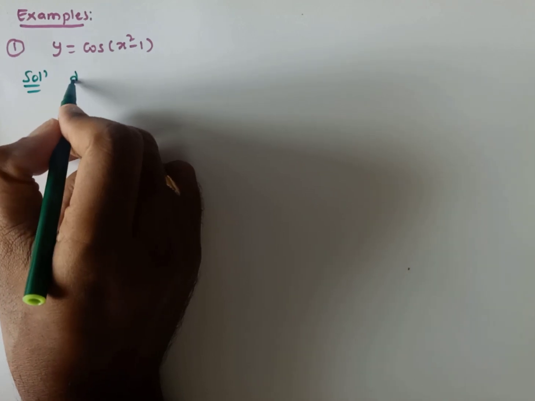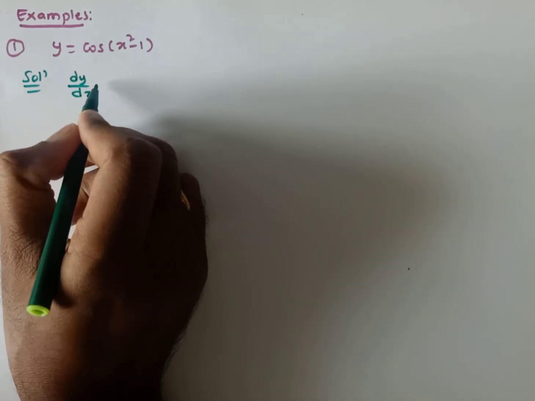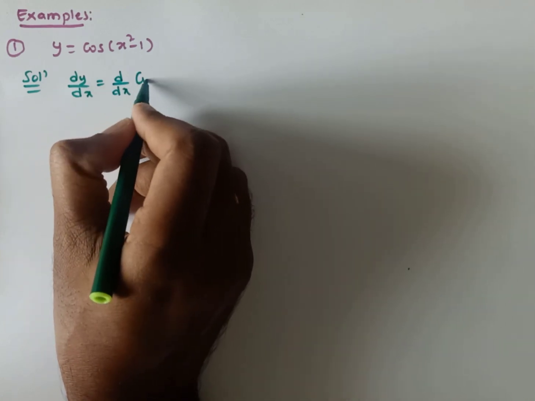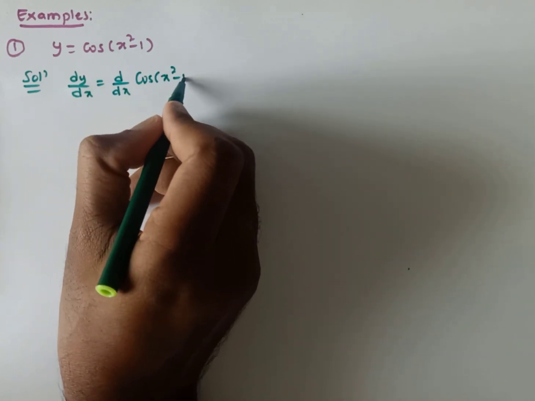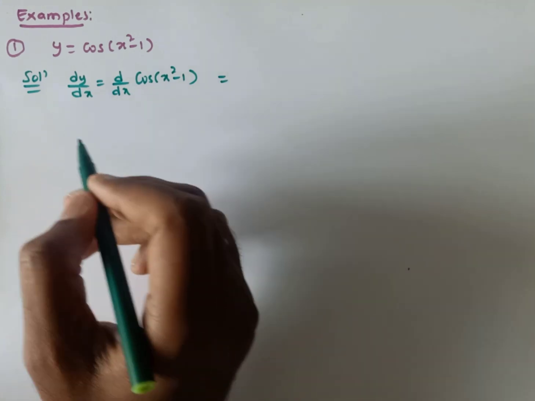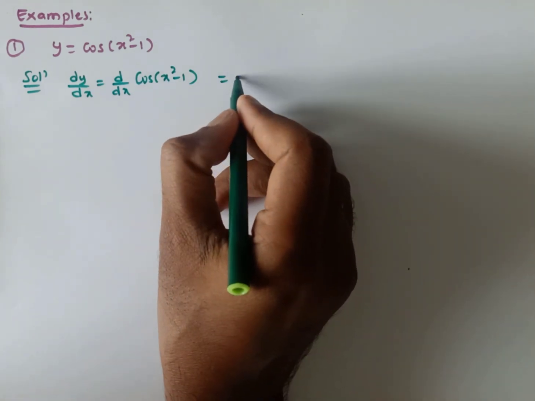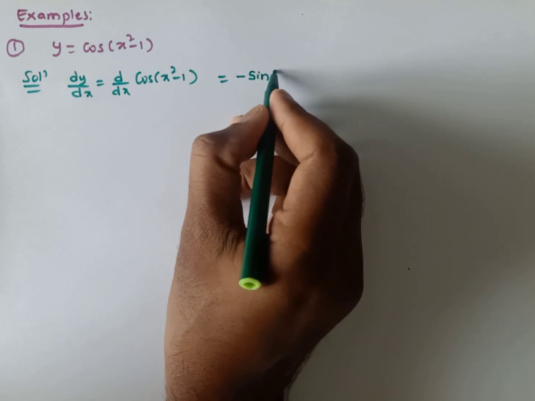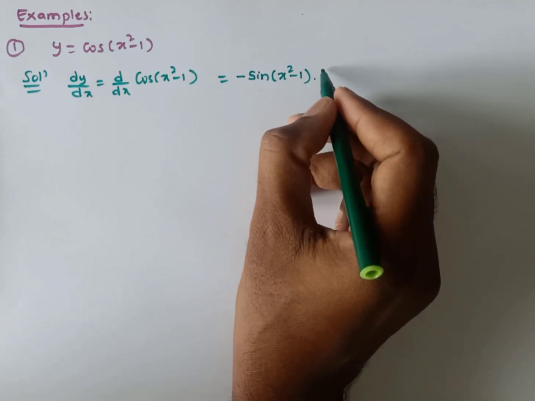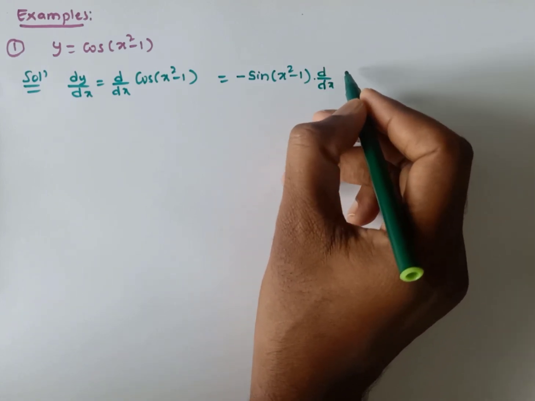See, so apply the derivative on both sides. d by dx of y is equal to d by dx of cos of x square minus 1, right? Now first apply the derivative of cos. What is the derivative of cos? That is minus sine of, as it is written, x square minus 1, into d by dx of, again, the inner function.